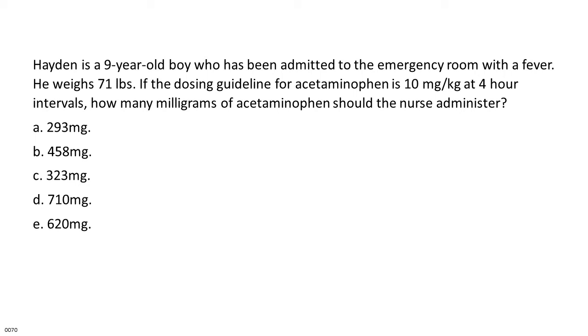Hayden is a 9-year-old boy who has been admitted to the emergency room with a fever. He weighs 71 pounds. If the dosing guideline for acetaminophen is 10 mg per kg at 4-hour intervals, how many milligrams of acetaminophen should the nurse administer? A. 293 mg. B. 458 milligrams. C. 323 milligrams. D. 710 milligrams. E. 620 milligrams.